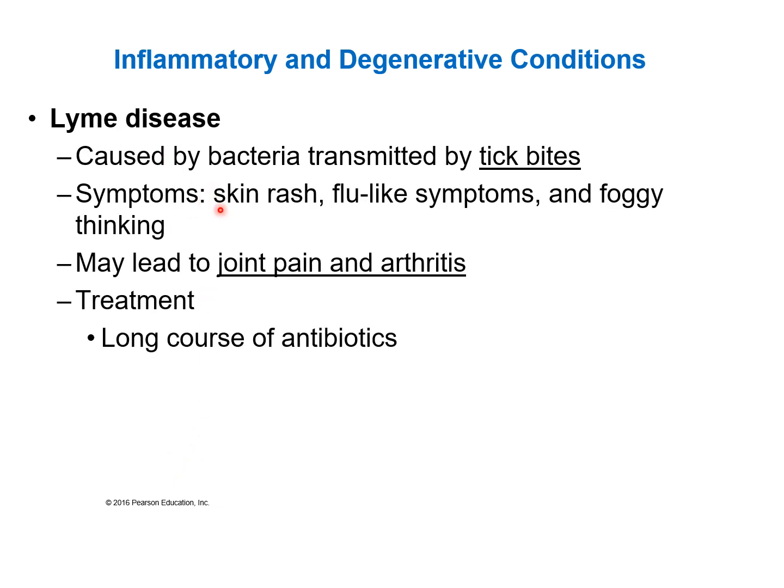Lyme disease, I think this is the last disease here. This one is actually caused by a tick bite. There's a certain bacteria, actually a few different types of bacterium that are transmitted by deer, for example. Ticks that bite deer that have this can transfer that to humans if that same tick goes on a human. So it causes joint pain and arthritis.